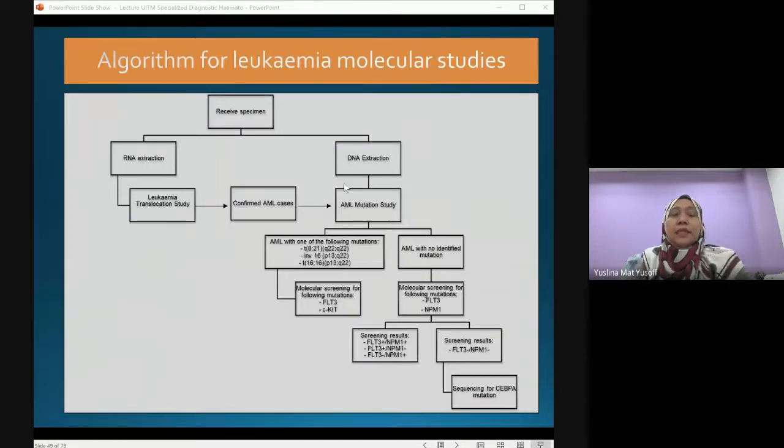So this is the algorithm in our lab. When we receive a specimen for hemato-oncology, we will first do extraction. First, we will do RNA extraction. Then we will do the translocation study. And if the patient has acute myeloid leukemia, we will extract their DNA and then proceed with the AML mutation study. We follow this algorithm to determine the next step to be done.